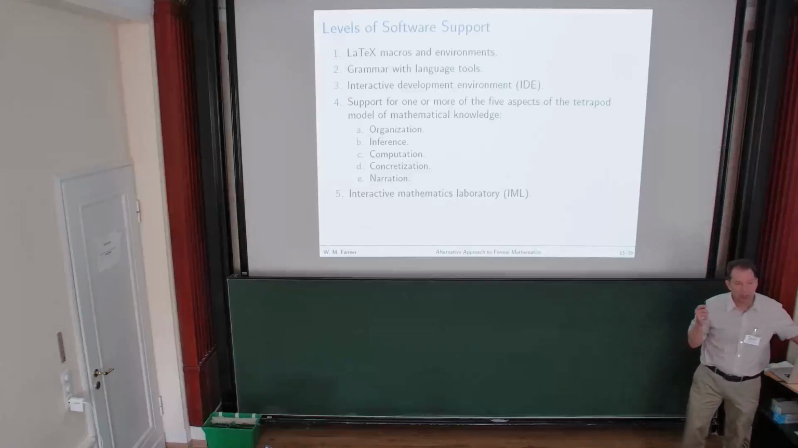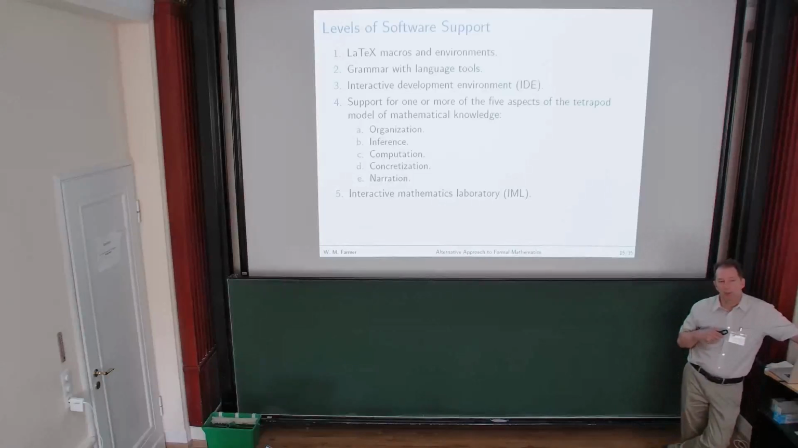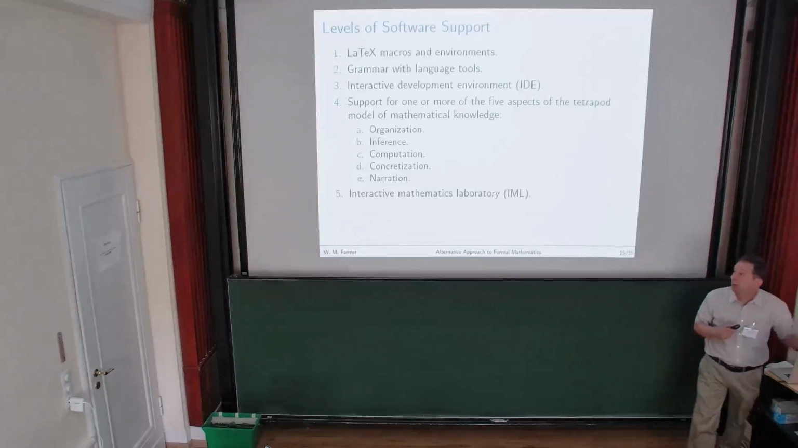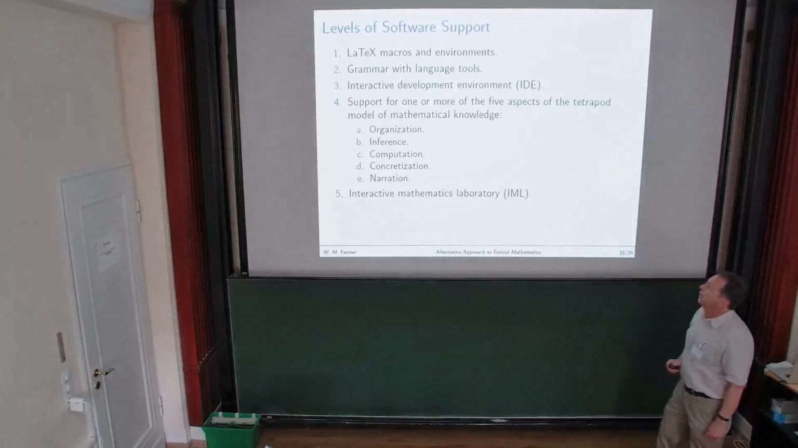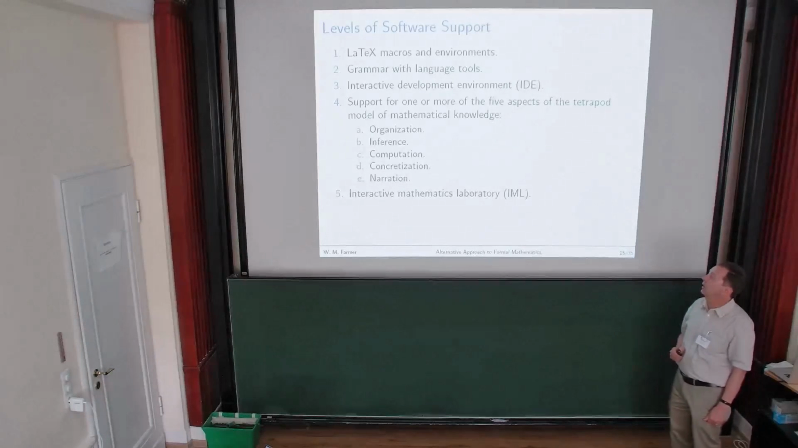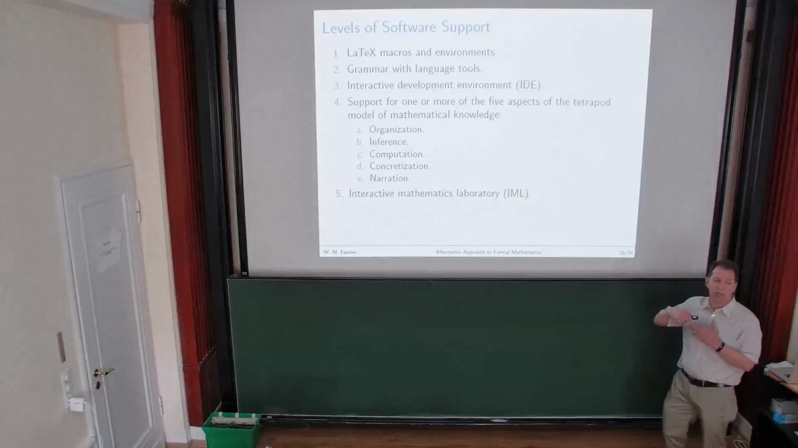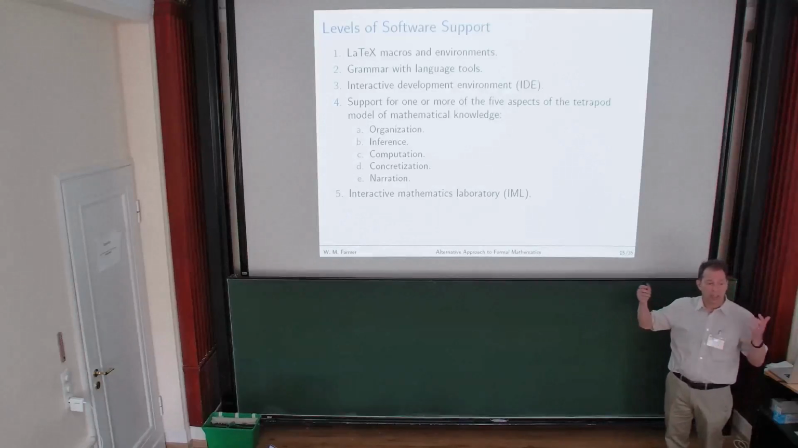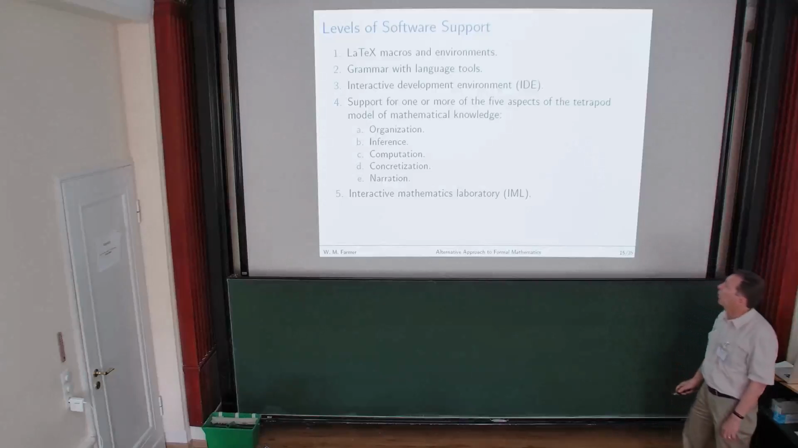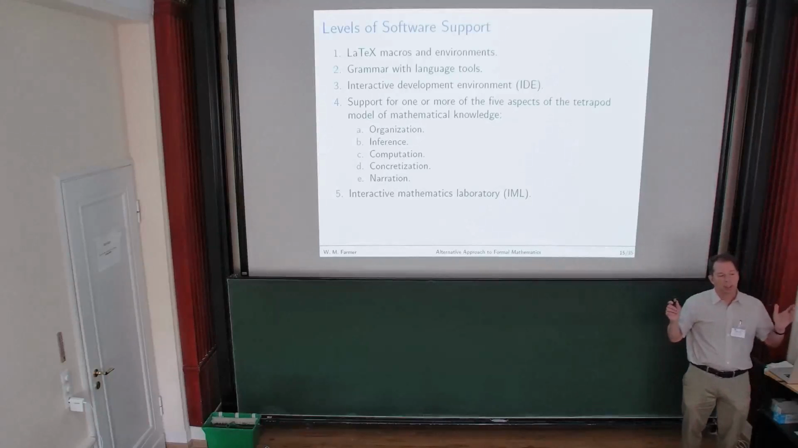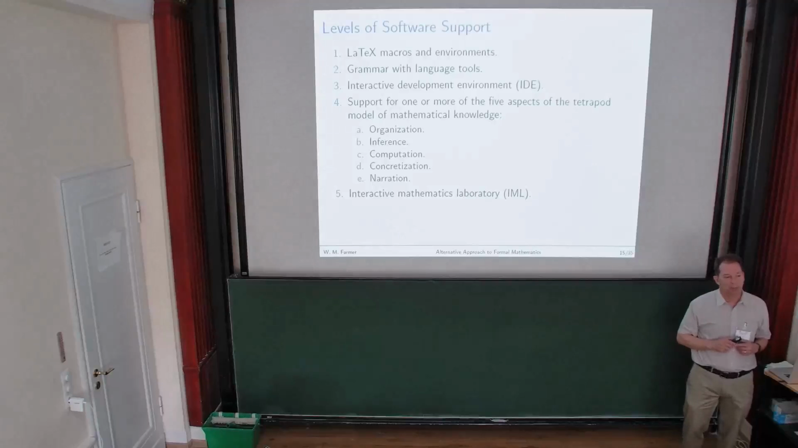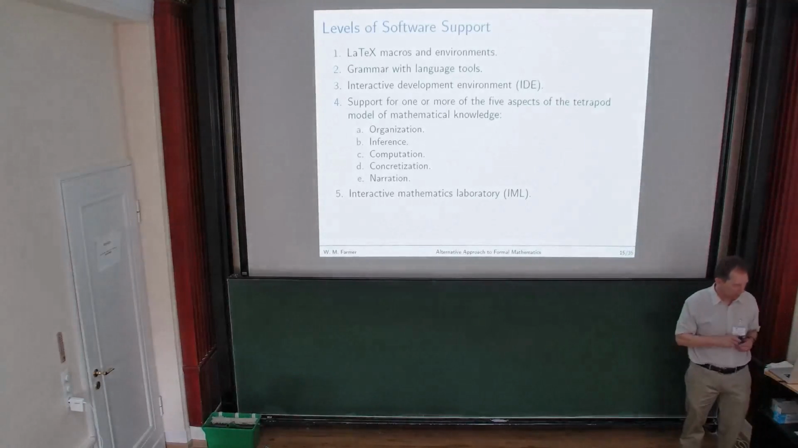And one of the key observations about this is if you look at software systems, they usually only support one of these aspects strongly, maybe support a couple other ones. So if you think of proof assistants, they support inference and narration maybe. They're not so good on computation. They might not be so good at concretization. Concretization is where you gather data, you gather models, you compare them, and so forth. And finally, the greatest level would be you have a complete interactive mathematical laboratory where you have all this support put together.